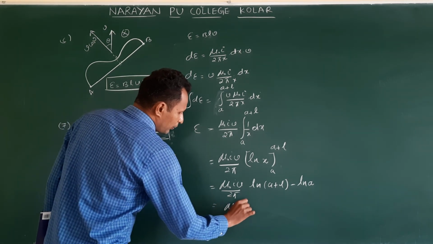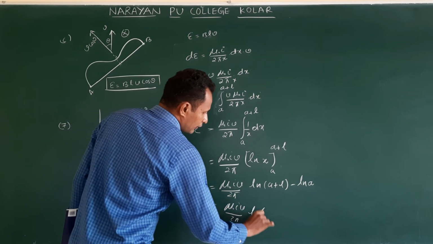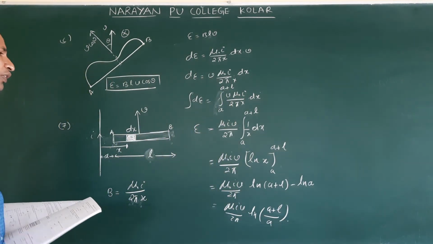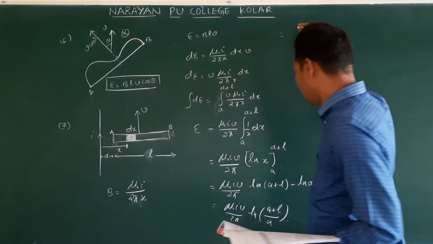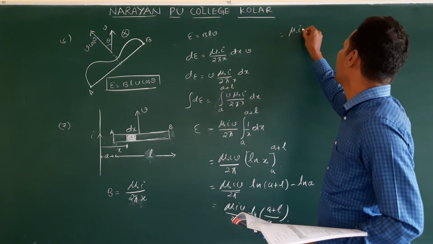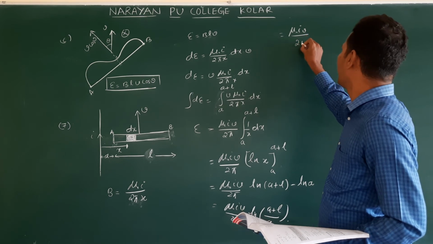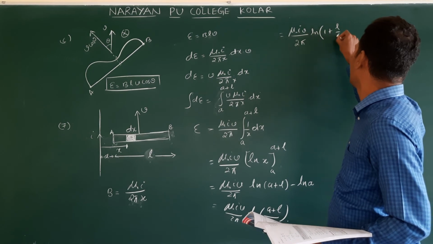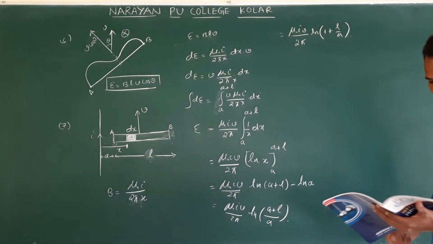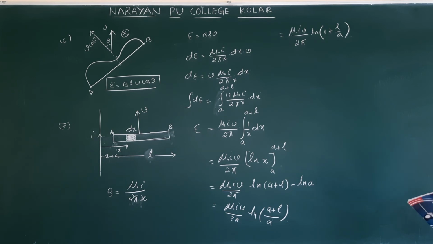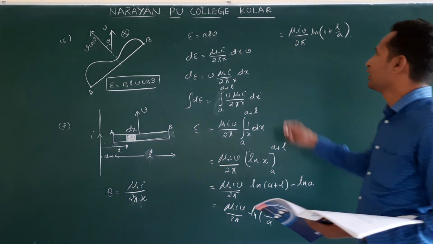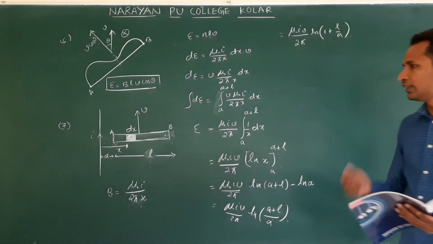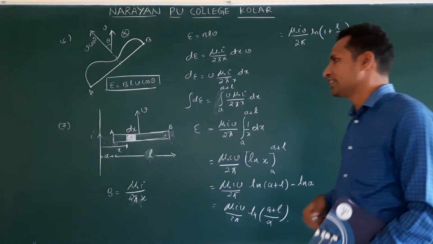μ₀Iv/2π ln((a+L)/a). Okay, this is the formula. If you want to write it separately: μ₀Iv/2π ln(a/a (1 + L/a)). Check this: 1 + L/a. So this is the induced EMF in the rod between A and L. Then how do we decide which end is positive and which is negative?